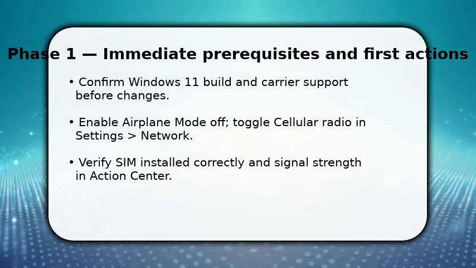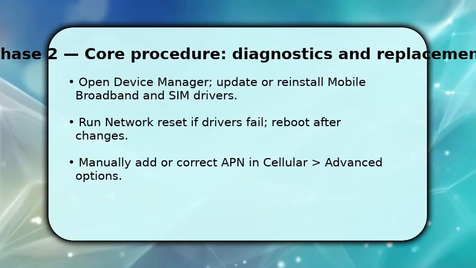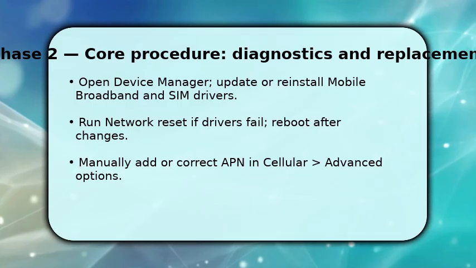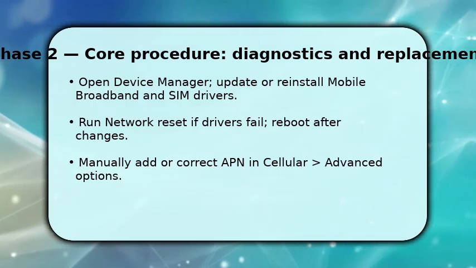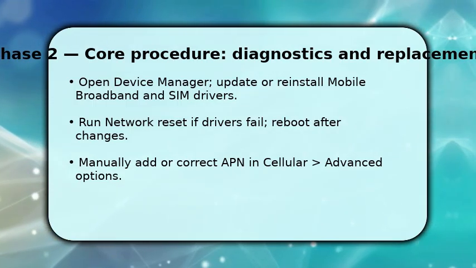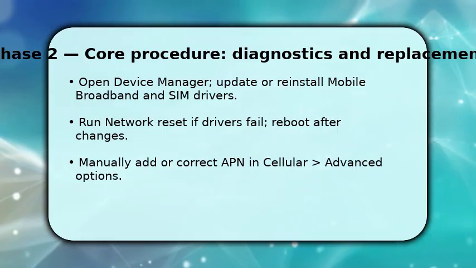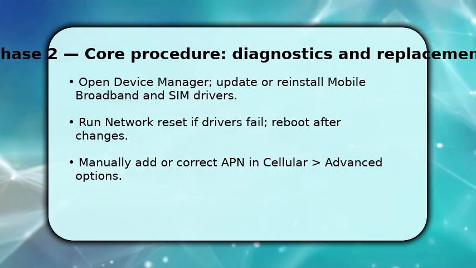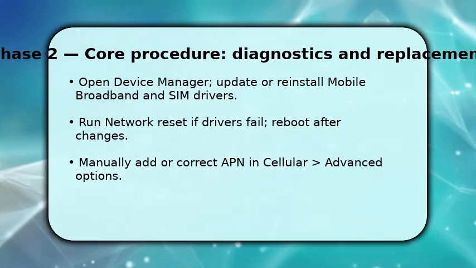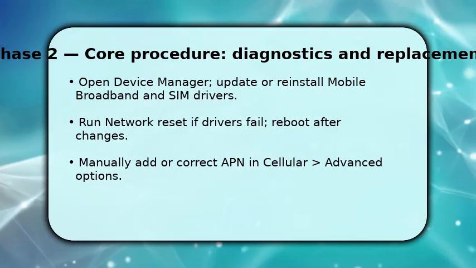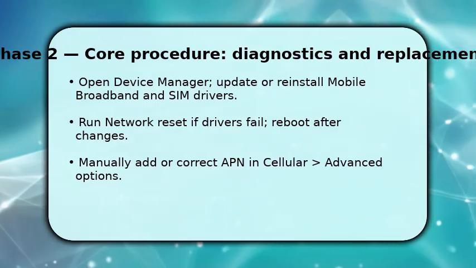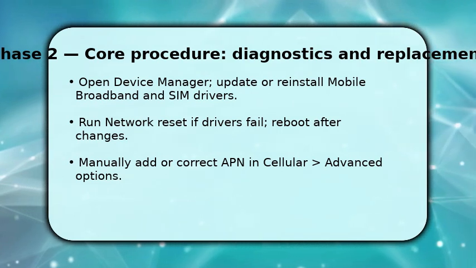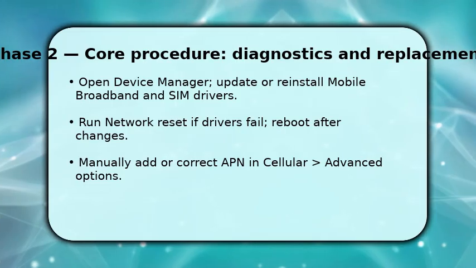Now focus on drivers and APN. Open Device Manager and locate network adapters and SIM devices, then update the modem and mobile broadband drivers from the manufacturer. If updates fail, uninstall the device and reboot to let Windows redetect it. This often clears corruption. Meanwhile, open Cellular Settings, choose Advanced Options, and check the APN. Enter your carrier's APN exactly because incorrect APN prevents registration. After making changes, restart the machine so system services initialize properly.